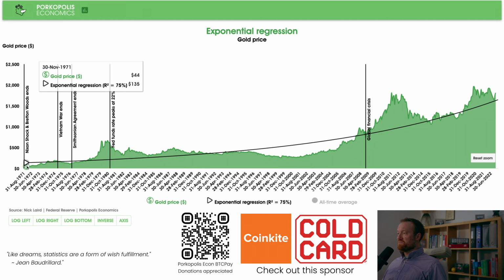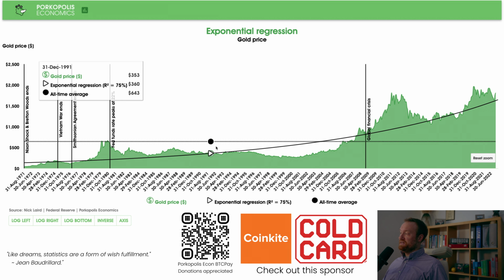Now, the R-squared, 75%. This is actually the best R-squared we've seen so far. Once again, quick explanation on what R-squared is. Let's put the all-time average in. All right, you remember this, $643 per troy ounce, in case you ever wondered that it was the all-time average over 50 years. Now, is the all-time average really useful?